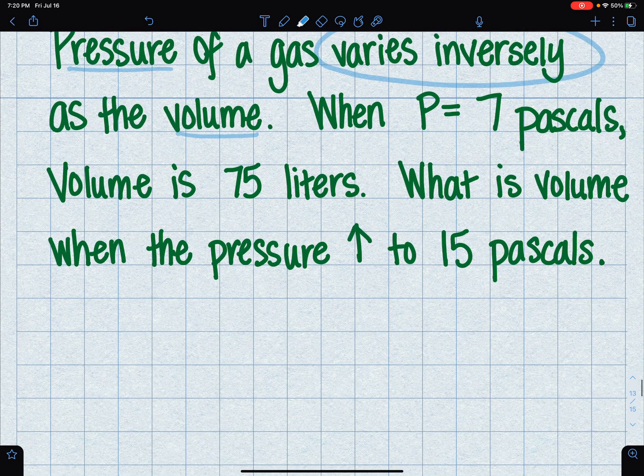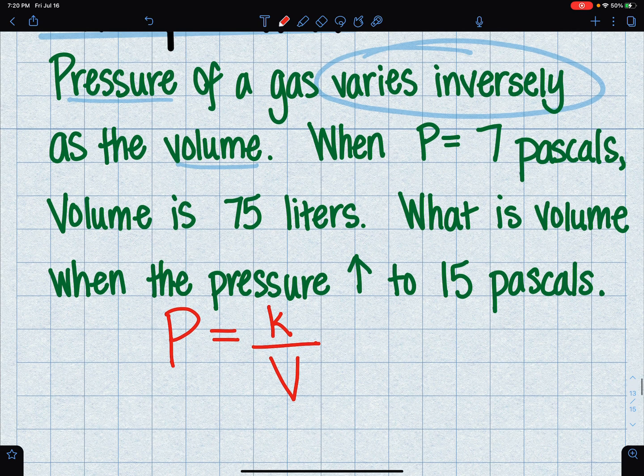So let's start the same way we did before. Let's write an equation. The pressure of a gas varies inversely as the volume. Here's the equation we write. Okay. Step 2, they're going to give us some information so we can figure out K.